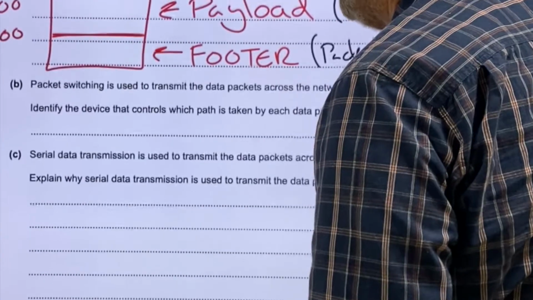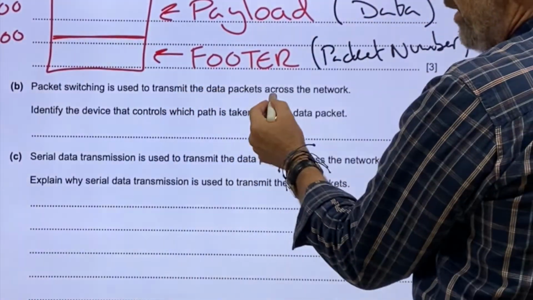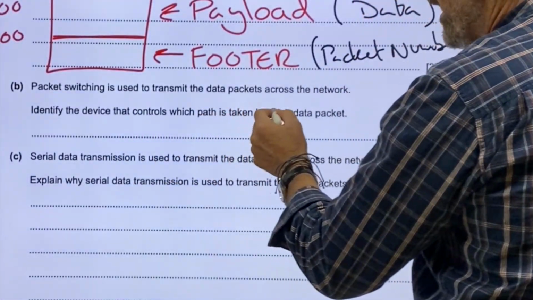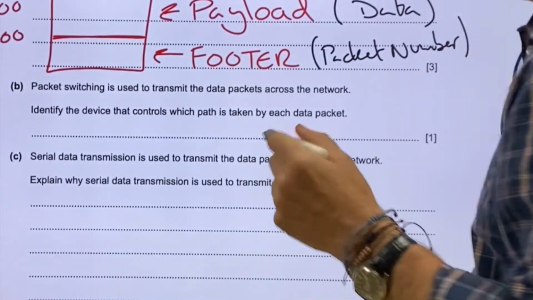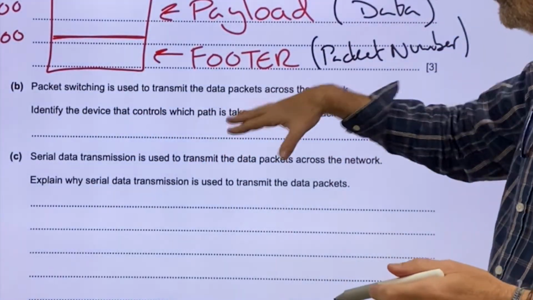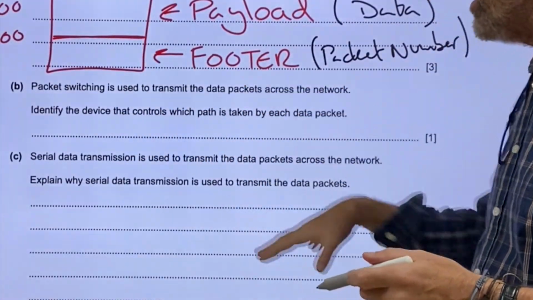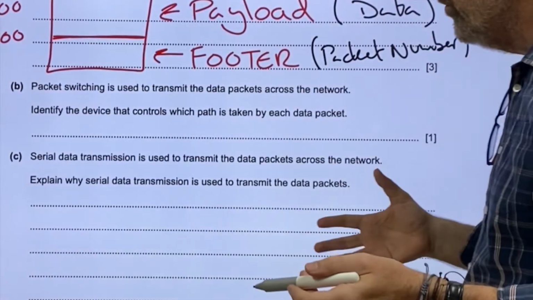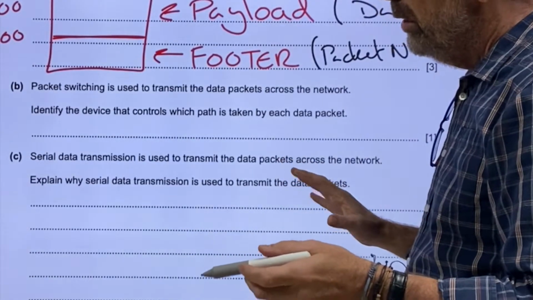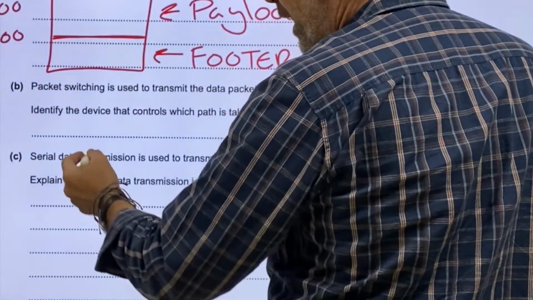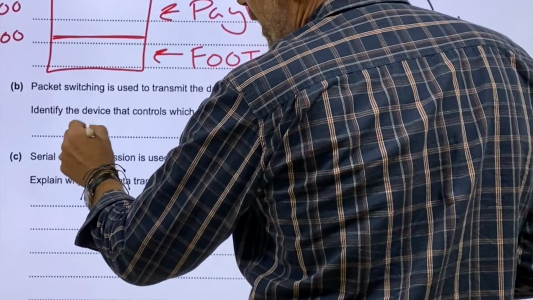Packet switching is used to transmit the data packets across the network. Identify the device that controls which path is taken by each data packet. That's going to be a node, or to give it the name you might be familiar with, a router.